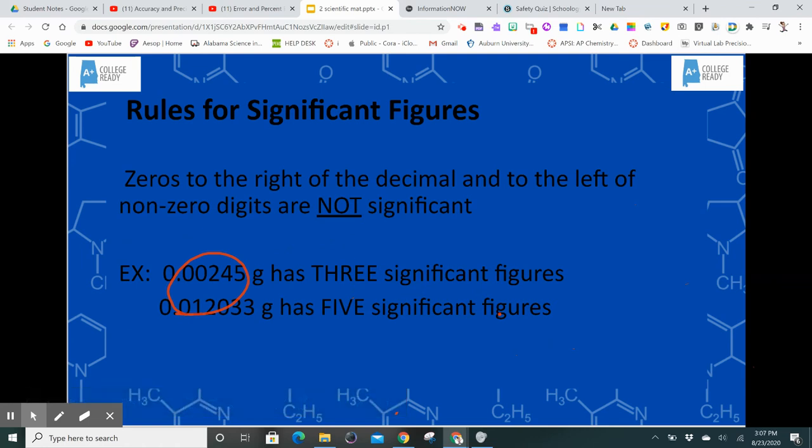So zeros to the right of the decimal and to the left of a non-zero digit are not significant. So you can see these 2 right here, pointing right there. Those are not significant. They are to the left of non-zero digits, and they are to the right of the decimal. So they are not significant. In this number at the bottom, these 5 are my significant figures. The 0 in front, again, it's behind a decimal, but in front of the 1, that means it too is not significant.